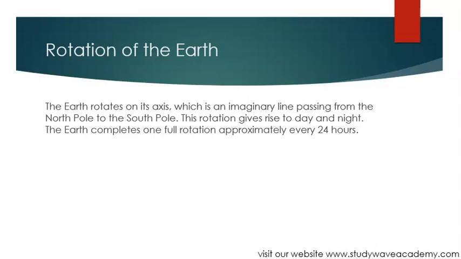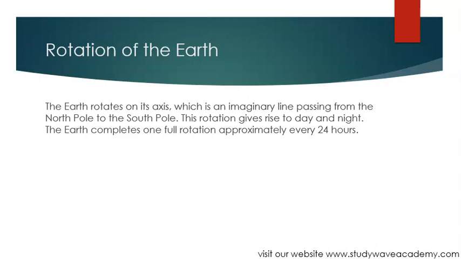Imagine the Earth spinning around like a top. This spinning is called rotation, and it happens on an imaginary line called an axis. Earth's rotation creates day and night. It takes about 24 hours for the Earth to complete one full spin. So we have 24-hour days.